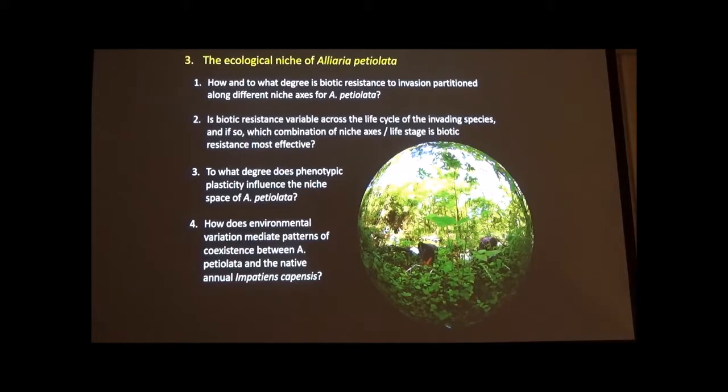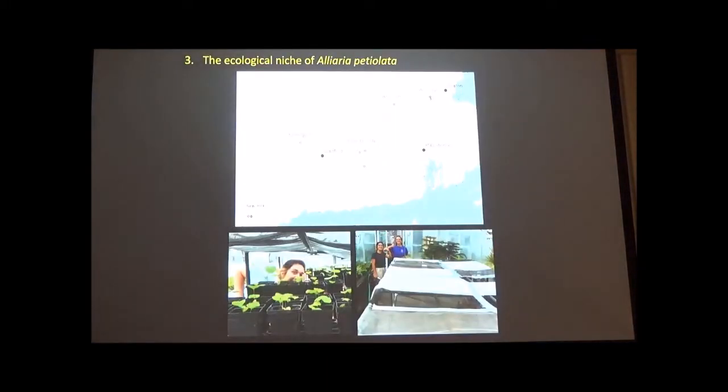and the native species that we're going to be using, Impatiens capensis, jewelweed. They coexist and overlap in some habitats, but not fully in their niche space, it seems. So it'd be really interesting to see which sets of environmental conditions lead to different coexistence outcomes.